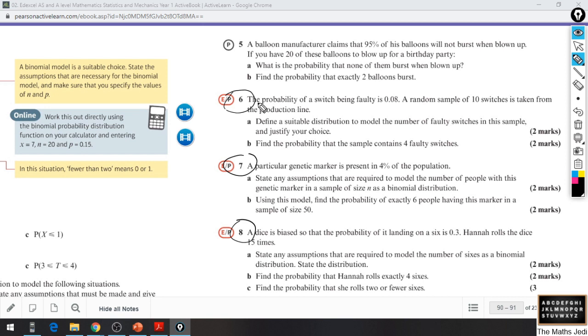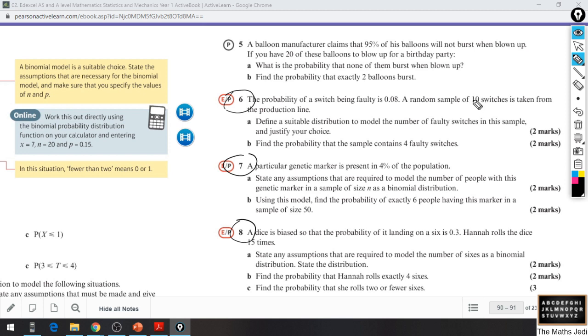So let's just read this question together and understand what's going on. Well, firstly, the probability of a switch being faulty is 0.08. A random sample of 10 switches is taken from the production line. Let's look at this sentence again. Faulty or not faulty? Fixed outcomes. 10.